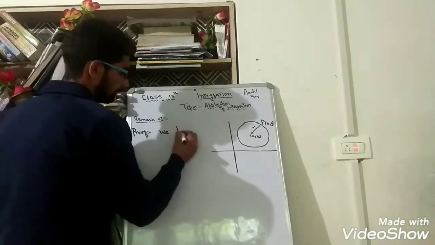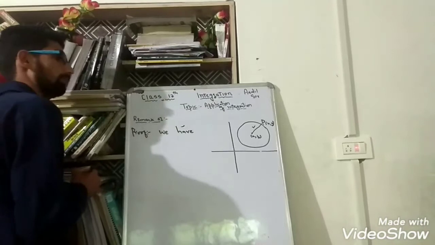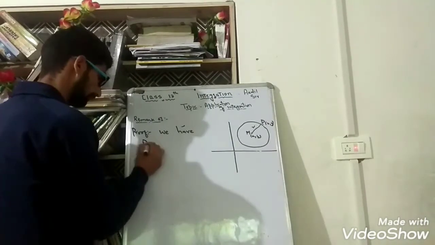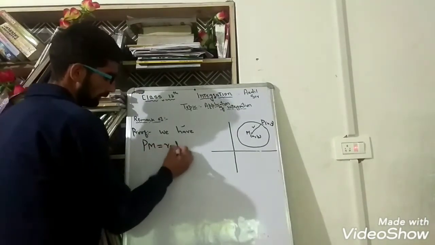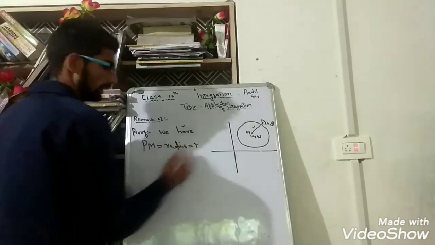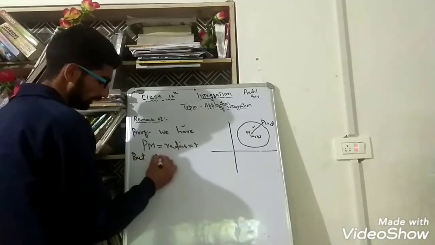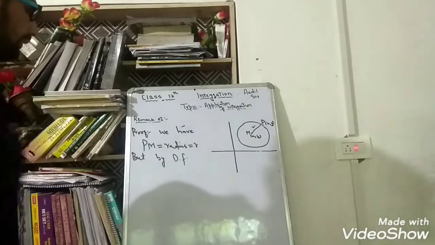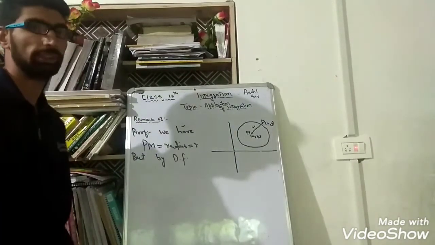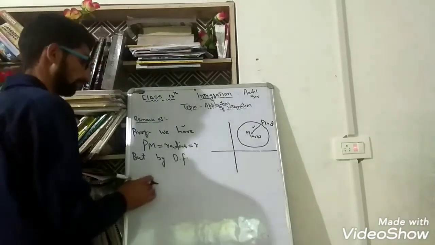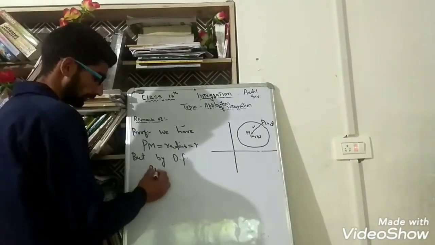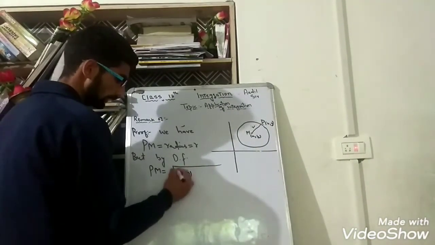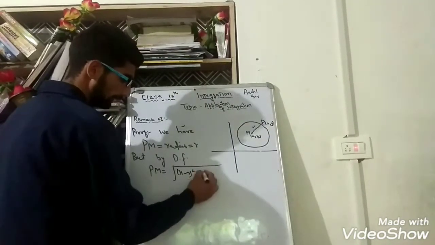Now you write the proof. We have this PM equal to the radius, that is equal to r. By the distance formula that you have already learned from coordinate geometry in 10th, this PM equals the square root of (x minus a) whole square plus (y minus b) whole square.